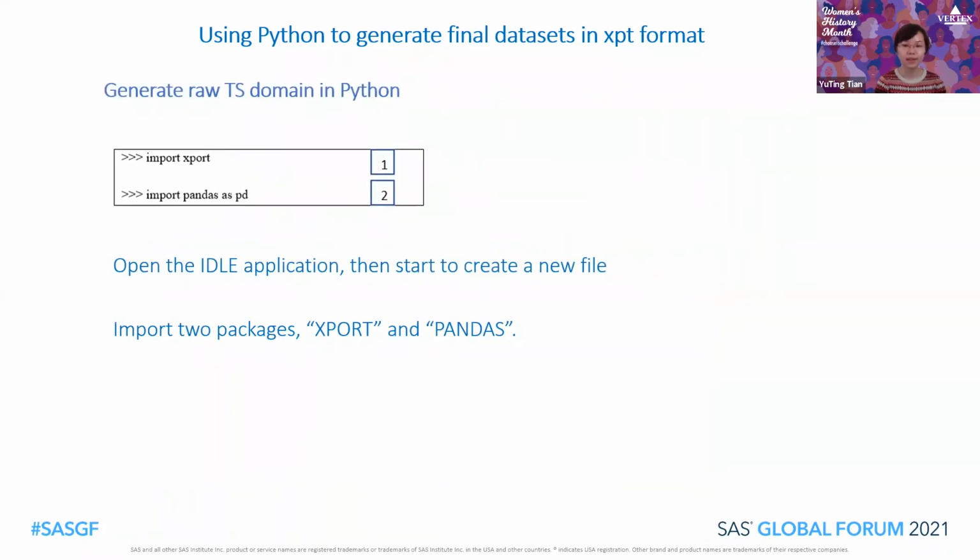So the next step is you should open the IDLE application, which is an integrated development environment for Python. So this environment is for creating the new file. So in this start, we need 2 packages. The first is xport, and second is pandas. The xport package provides a function for reading data from a SAS file. And the second is pandas. Pandas is a standard for data analysis and management. Next slide, please.